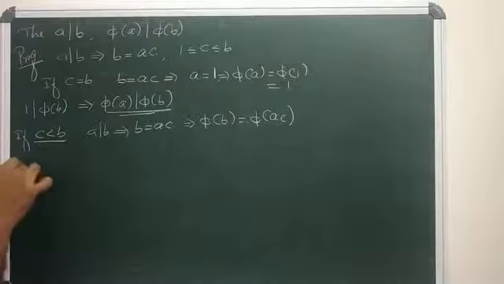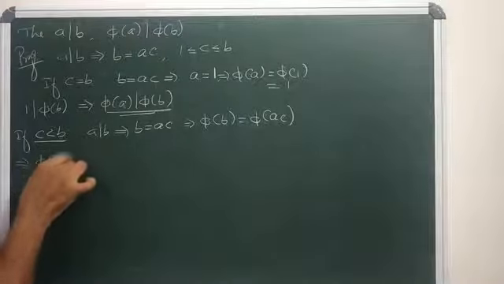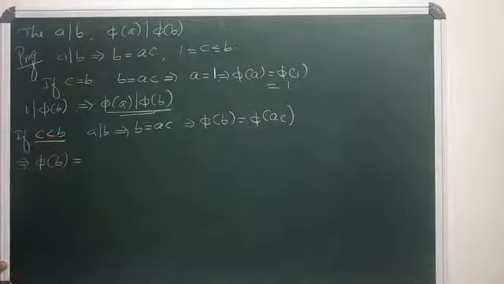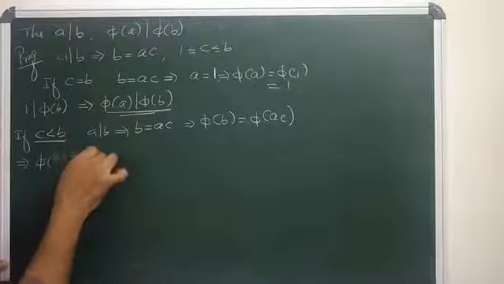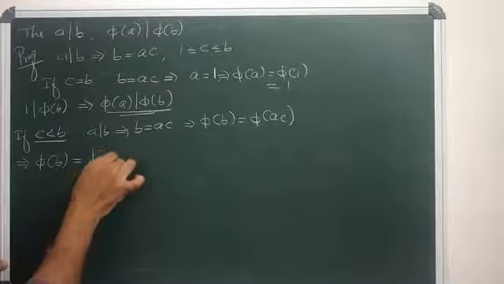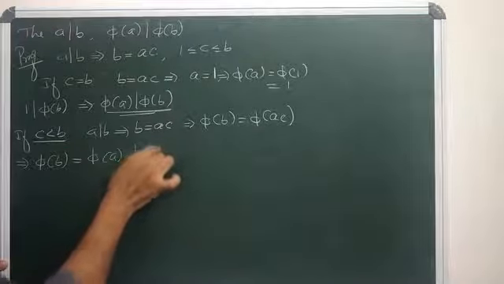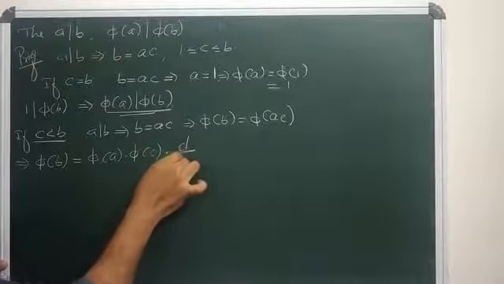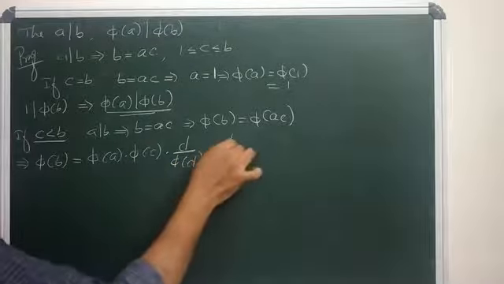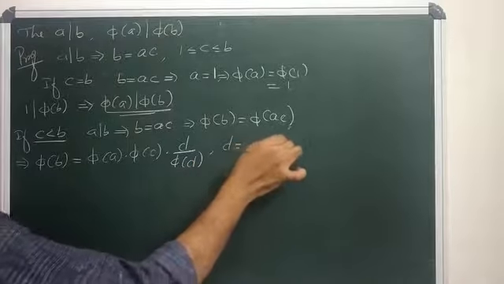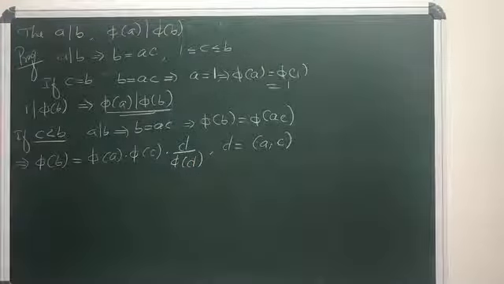Agreed? That means phi of B equals, since C is less than B, and suppose A and C are not relatively prime, then phi of B equals phi of AC. What is phi of AC? It is phi of A into phi of C into D divided by phi of D, where D is the GCD of A and C. Okay, this is a proved result.